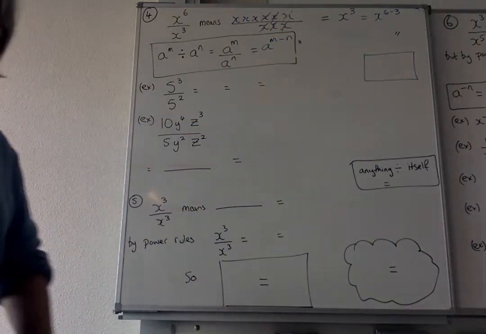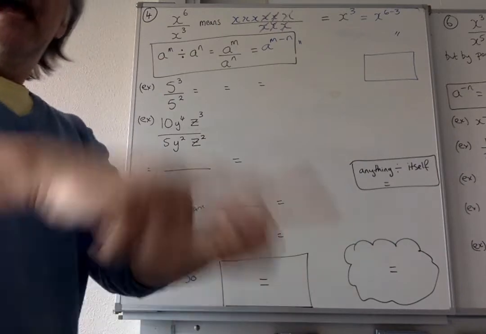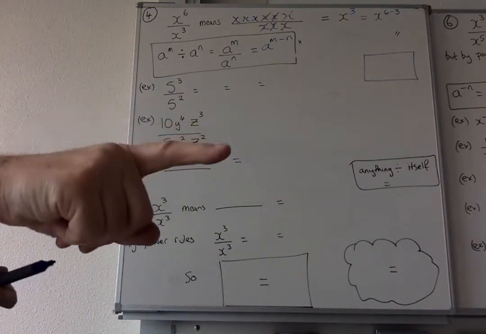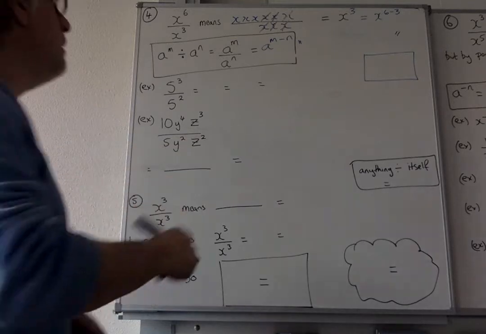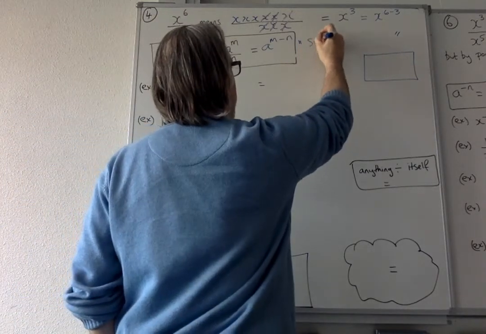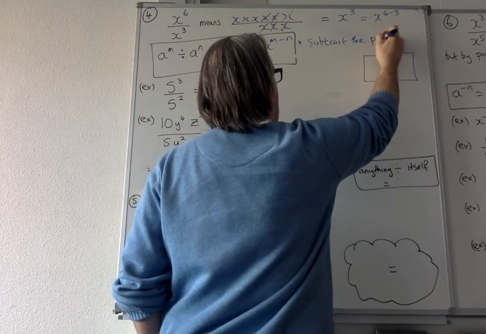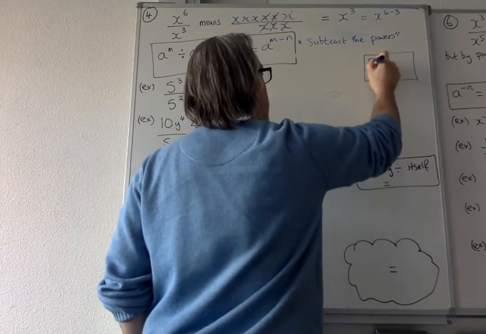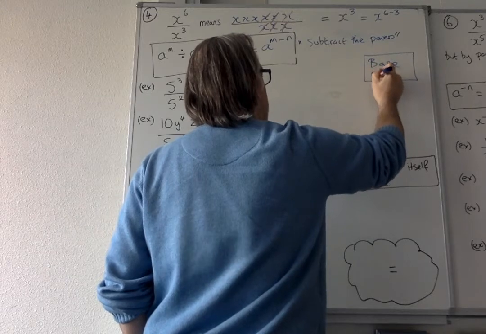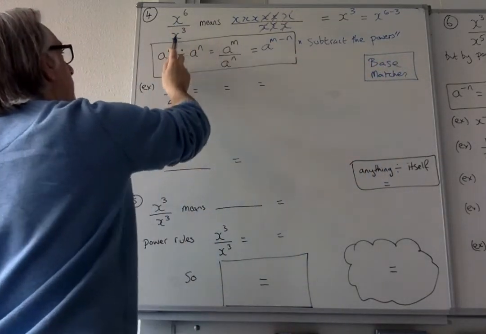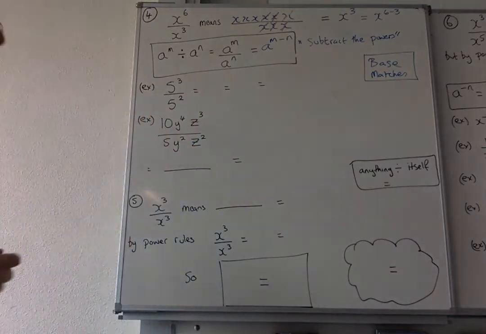So where before we were adding the powers, now we're going to take away the powers when you are dividing. So you subtract the powers. And of course, what must match all the time is the base. In this case, x was the base. In this case, a was the base.